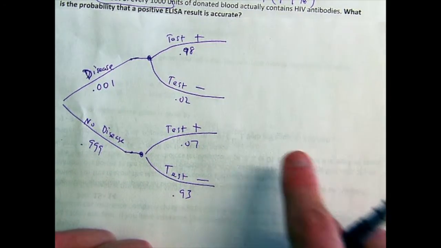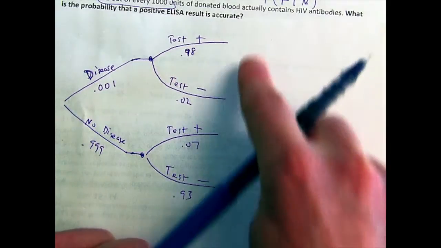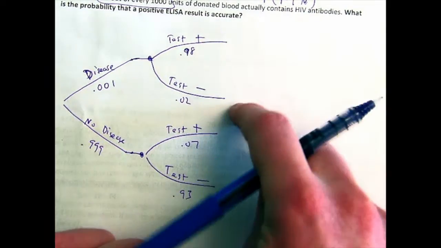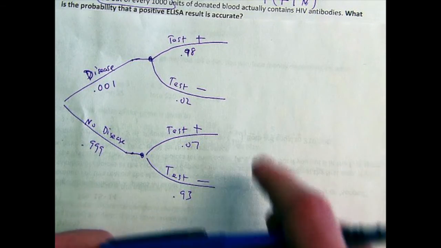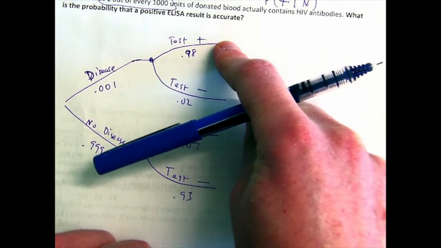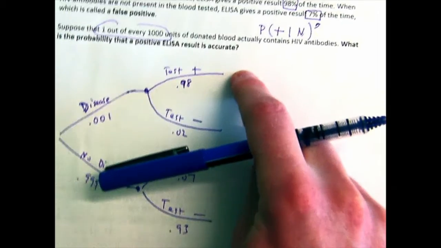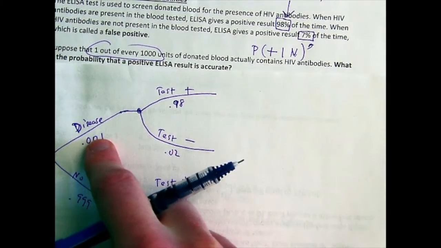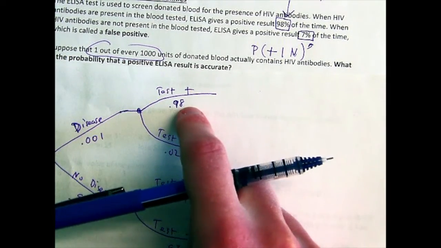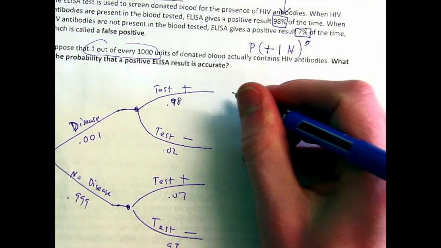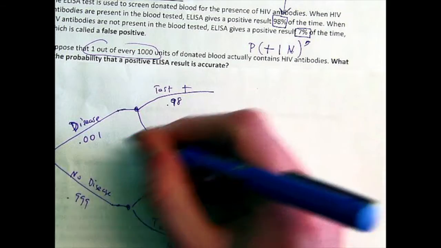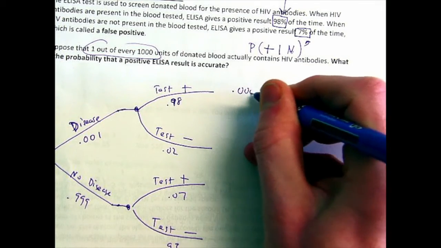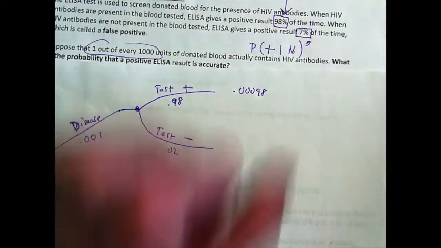And then if you remember, there's one more thing we have to compute. That's the end branch probabilities, the numbers at the end of each of the branches. And those numbers are going to be the product of all of the numbers along the path. So this number right here is going to be 0.001 times 0.98. So that's going to be, let's see, 0.00098.